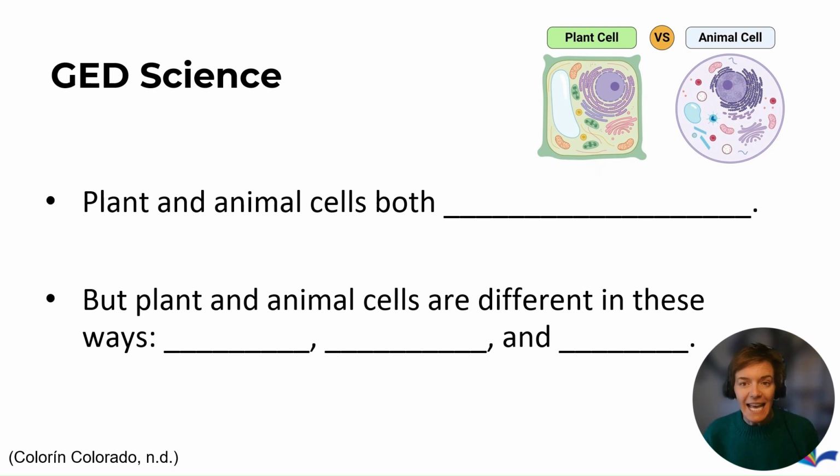In a GED science class, I might prompt students to talk to their partners about animal and plant cells. I might ask them to complete the following frames to compare and contrast plant and animal cells. So plant and animal cells both, but they're different in these ways.